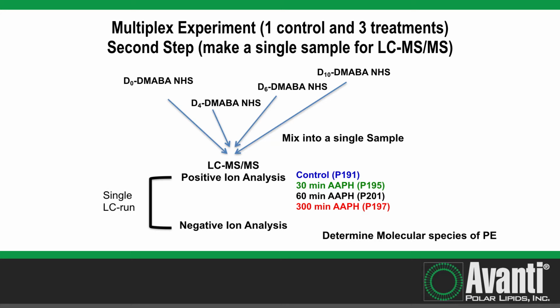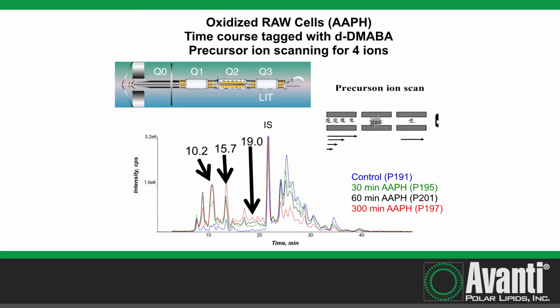Actually, in this experiment, I misspoke. We have these labeled a little bit differently. The control is the 191, that's D0. This is D4, 30 minutes. 60 minutes is the D10, and D6 is 300 minutes. So that's the color code you're going to see. Now we'll look at what the molecular species look like. This is a trace of the experiment in which we're looking at product ions, 191, blue trace. You can see a little bit in here. Most of it's coming out here.